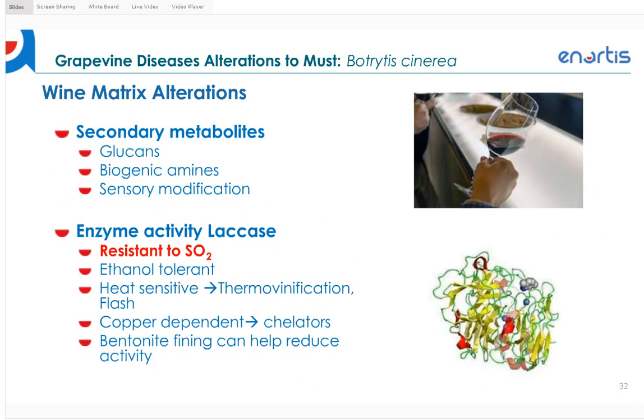But I really wanted to focus on laccase because unlike other oxidative enzymes, it is resistant to SO2, is very tolerant to wine conditions, and is a very fast detrimental enzyme on wine quality, color, and aromatics. If anyone has flash détente or thermovinification units, it is heat sensitive. It's also copper dependent, so using chelators can be helpful, removing residual copper that could be present from copper sulfate sprays. And then bentonite fining can help reduce its activity as well.